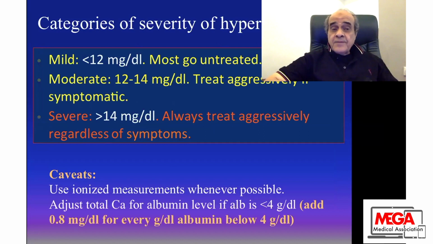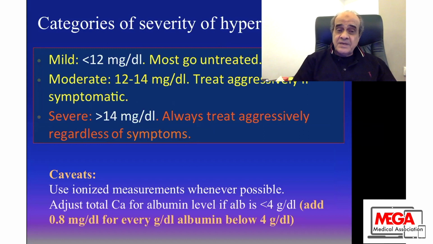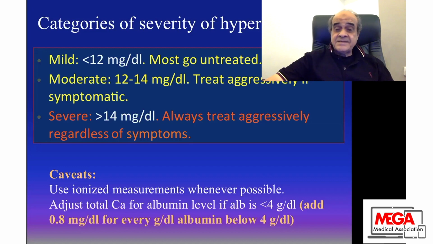Categories of severity of hypercalcemia we must be oriented to. Mild increase, less than 12 mg%, most go untreated. Moderate, from 12 to 14 mg%, treat aggressively if symptomatic. Severe, more than 14 mg%, always treat aggressively regardless of symptoms. Use ionized measurement whenever possible. Adjust total calcium for albumin level. If albumin is less than 4, we have to add 0.8 mg per deciliter for every gram per deciliter of albumin below 4 gram. For every gram less than 4, add 0.8 mg to every 100 cc of blood or serum.